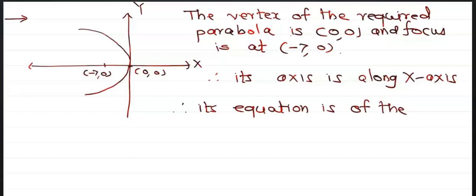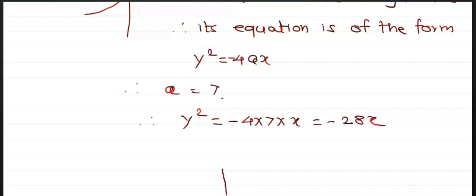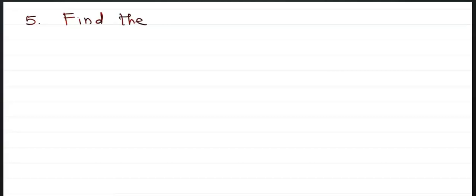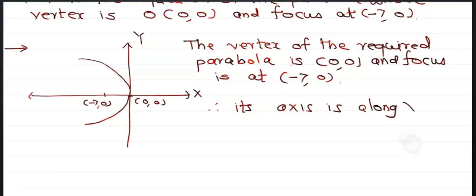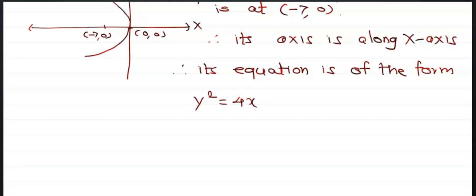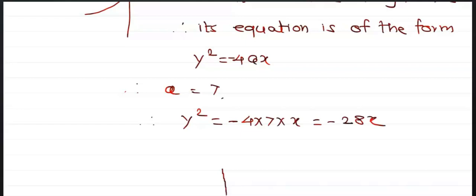It's definitely of the form y square is equal to minus 4ax. Substitute the value, y square is equal to minus 28x. Y square is equal to minus 28x.